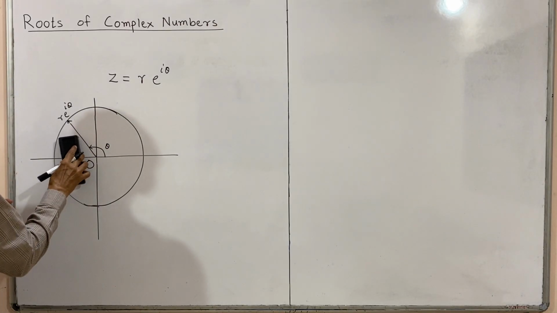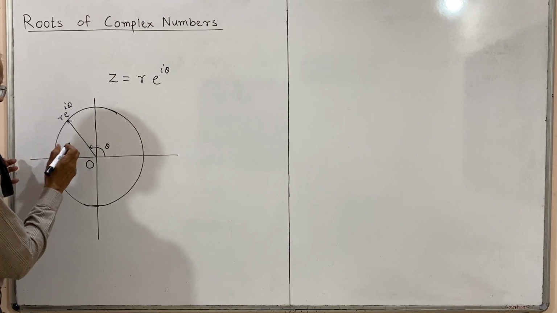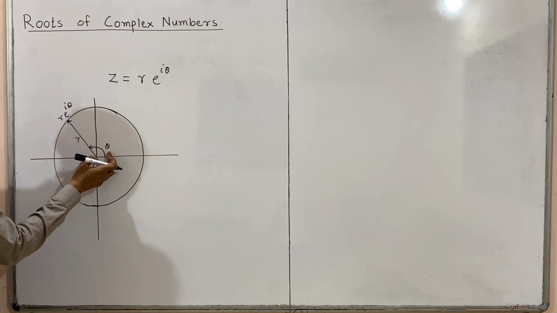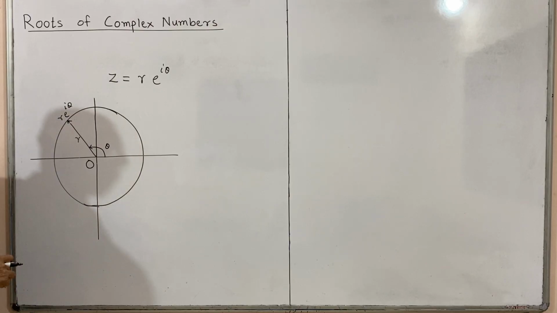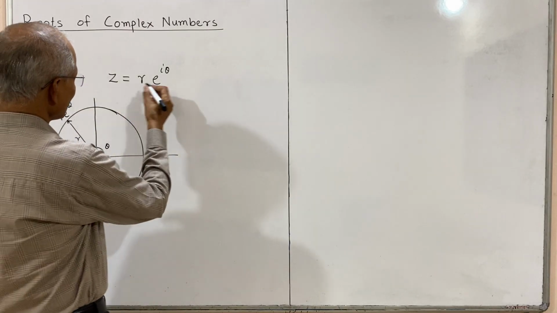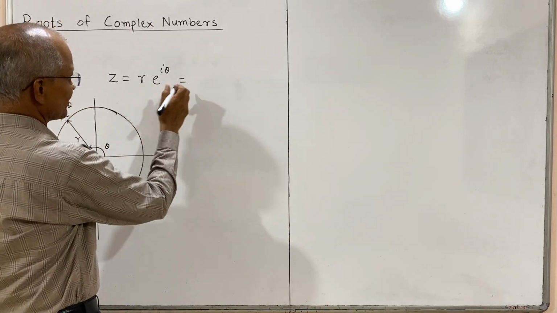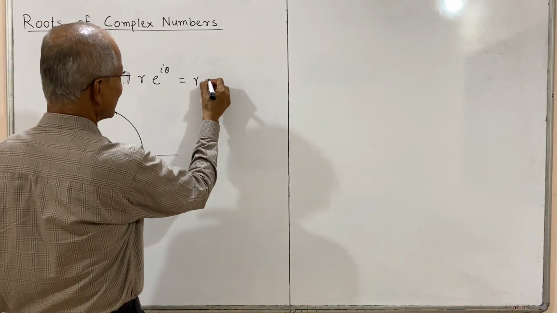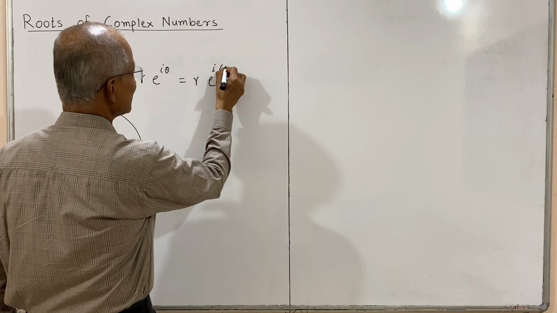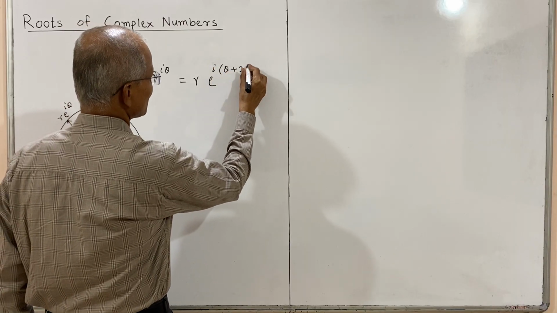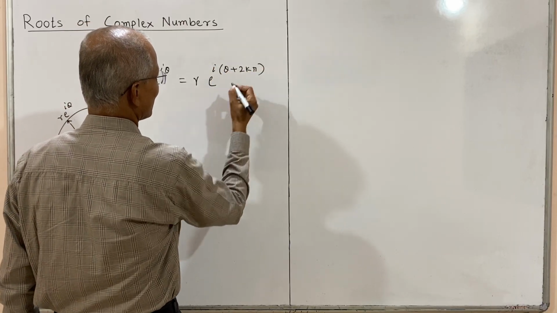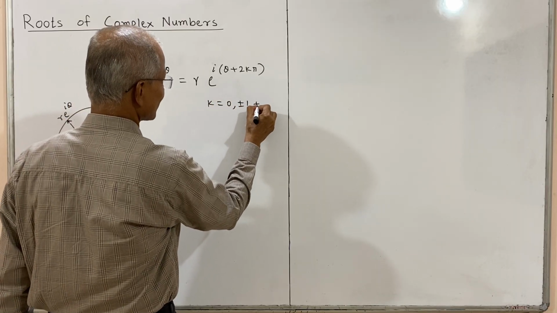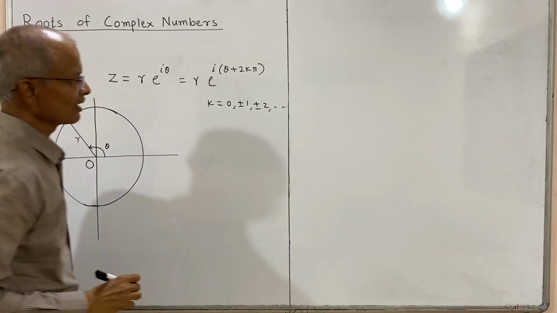Now we know that if this angle is increased or decreased by a multiple of 2 pi, we get the same position, and therefore this complex number z will be written as r into e power i (theta plus 2k pi), where k takes values 0, plus minus 1, plus minus 2, etc.